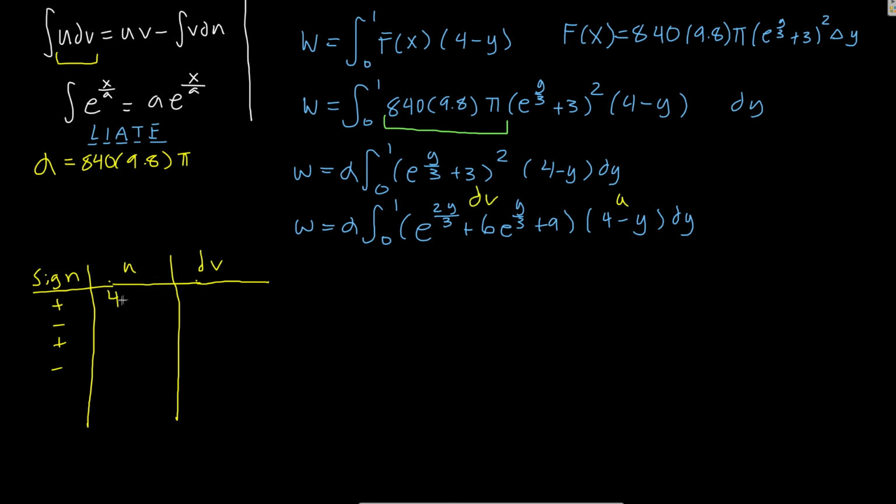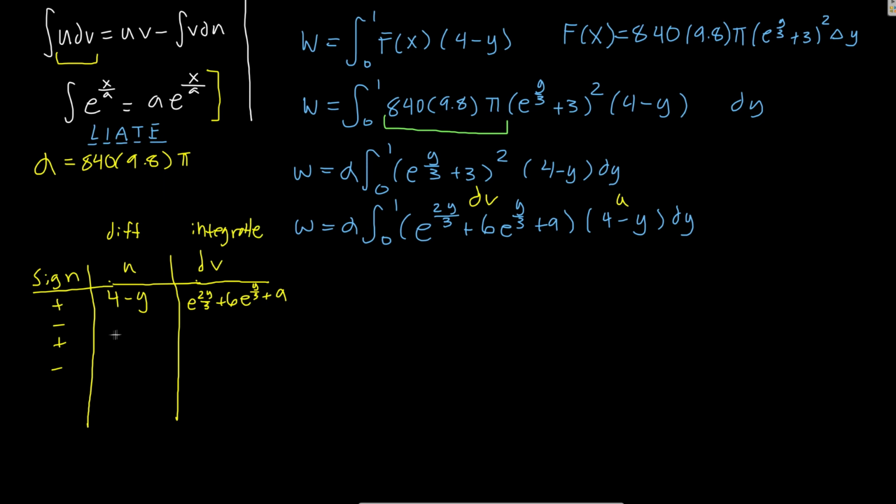So we have 4 minus y. We have e to the 2y over 3 plus 6e to the y over 3 plus 9. We're going to use this rule right here now to simplify this process. We could kind of do u substitution for each one of these terms, but we know that if we have e to the power of some variable divided by a constant, what we'll see is the repetition of that term and the constant taken out front. So I'm going to go ahead and do this. So remember, for this one we're going to differentiate, and for this one we're going to integrate.